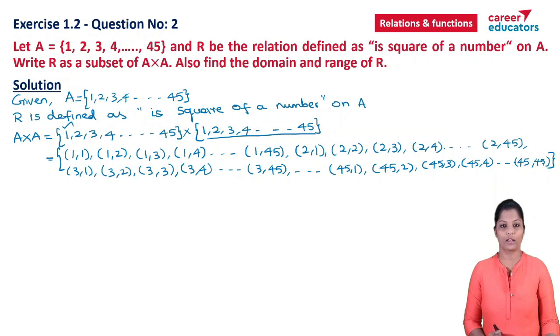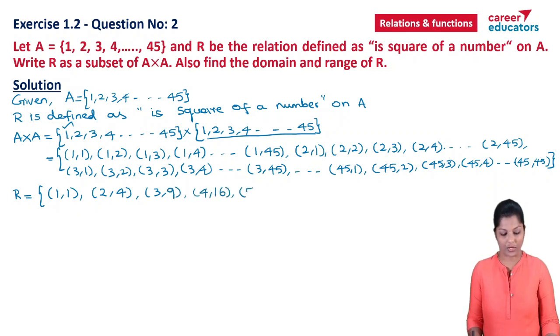Next we have to find relation R. In question, R is defined as 'is square of a number' on A, which means we have to square all the elements of A. Now, R equal to {(1, 1), (2, 4), (3, 9), (4, 16), (5, 25), (6, 36), (7, 49)}. But 49 is not an element of A. So, we have to write up to (6, 36). Now, we got relation R.